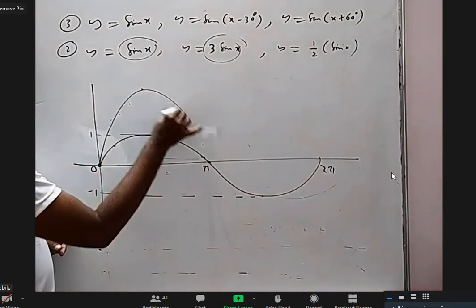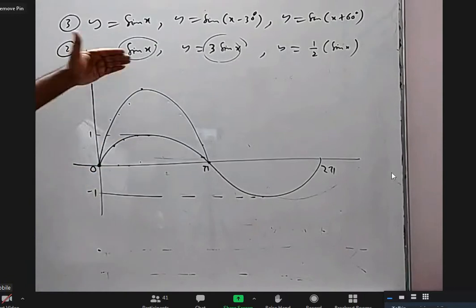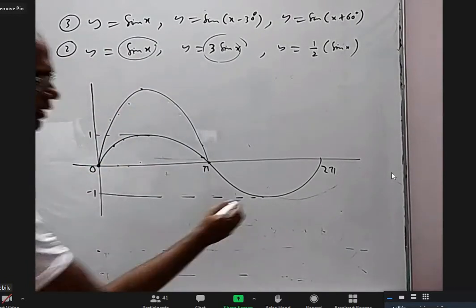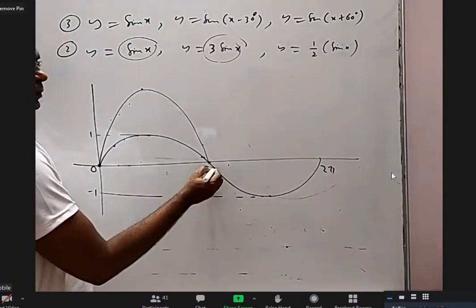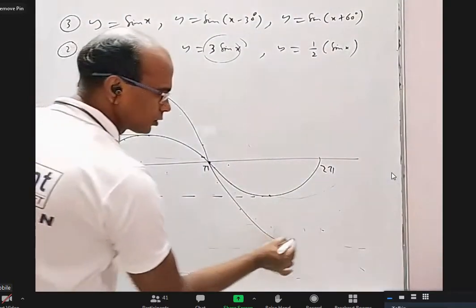So the graph is like this. It is like a higher amplitude wave. Similarly, when it is minus 1, now it will become minus 3. When it is minus half, it will become minus 3 by 2. When it is minus 0.1, it will become minus 0.3. So it will be that.